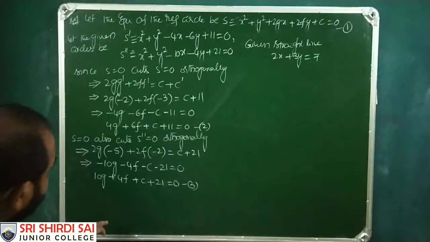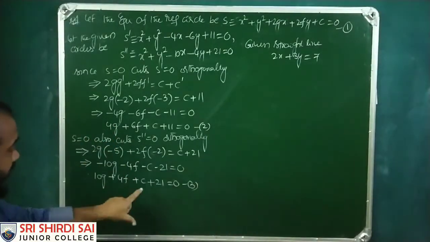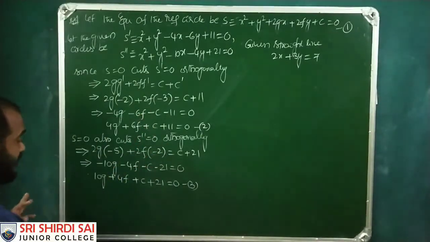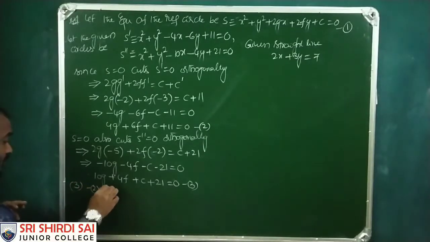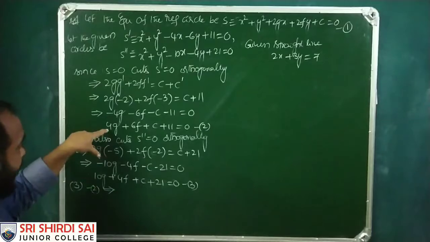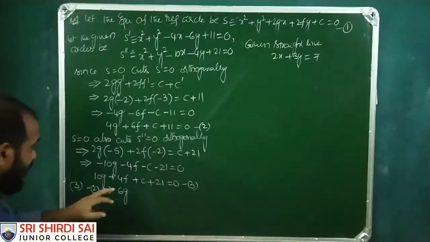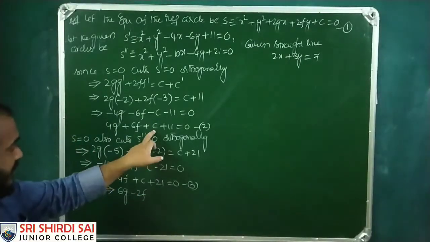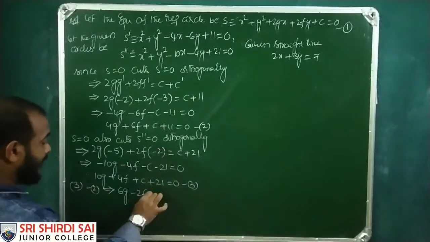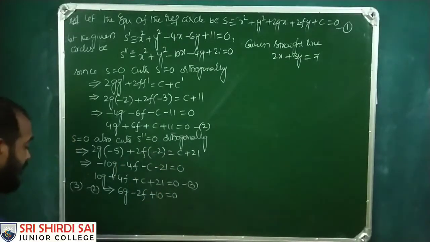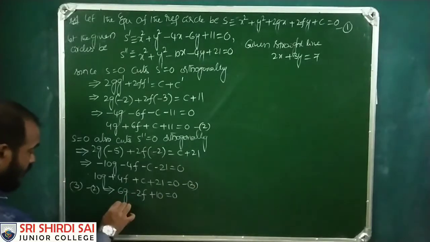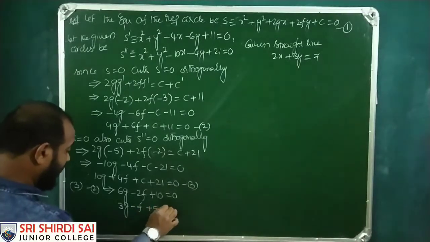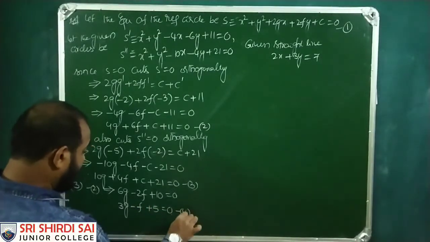So let us subtract. If I subtract 3 and 2, then this plus c and this minus c will be cancelled. So 3 minus 2 I will do. 10g minus 4g is 6g. 4f minus 6f is minus 2f. Plus c minus c gets cancelled. 21 minus 11 is plus 10 equals to 0. That means if I take 2 in common, 3g minus f plus 5 equals to 0. Let us suppose this to be the fourth equation.